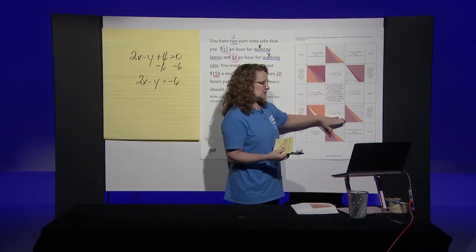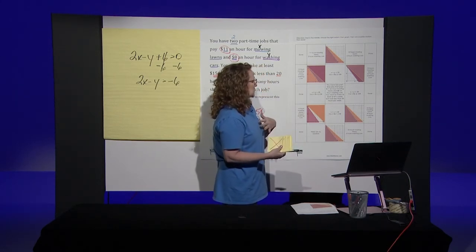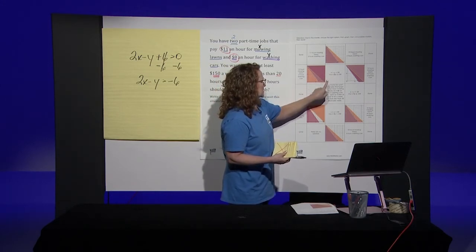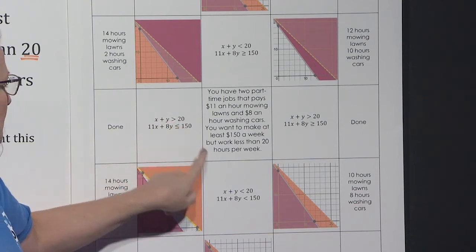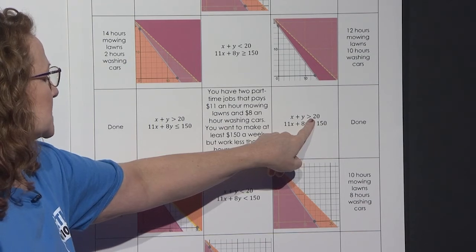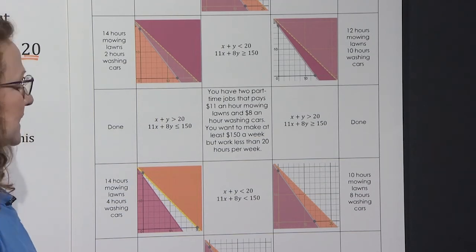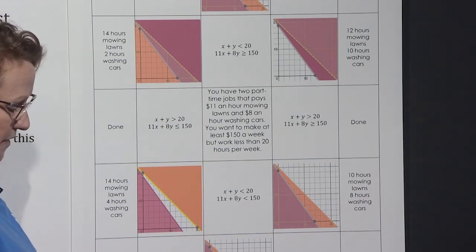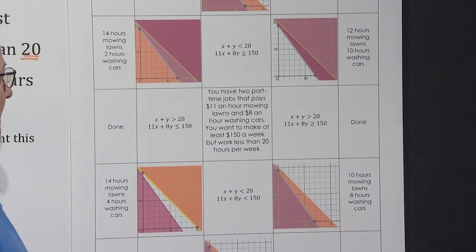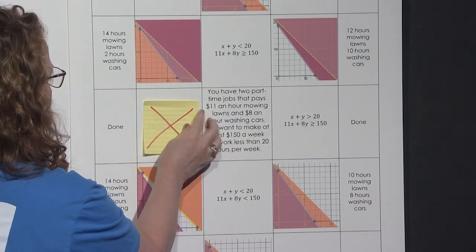So let's use elimination and see if we can find the correct equation. Okay, so I'm going to look at the 20 hours first. We have less than 20 hours, greater than 20 hours, less than 20 hours, and greater than 20 hours. So the 20 hours was the total amount of hours that we wanted to work. Was it less than 20 hours, or was it greater than 20 hours? You're right, it was less than 20 hours. So both of these with the greater than 20 hours can be eliminated.